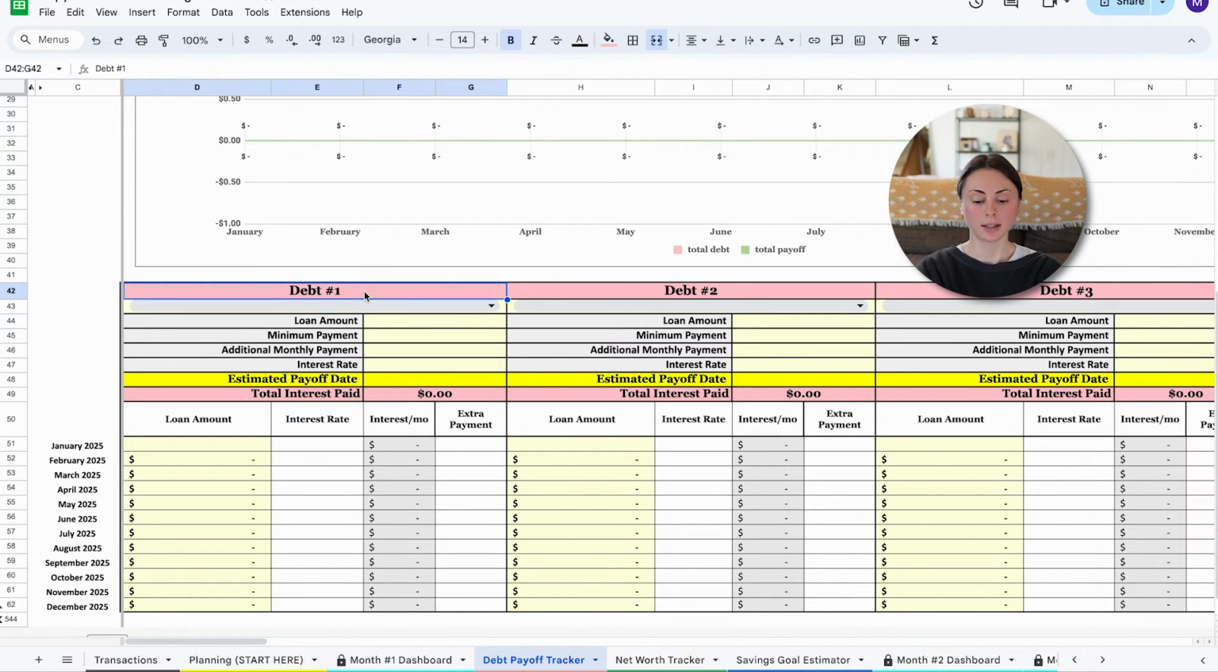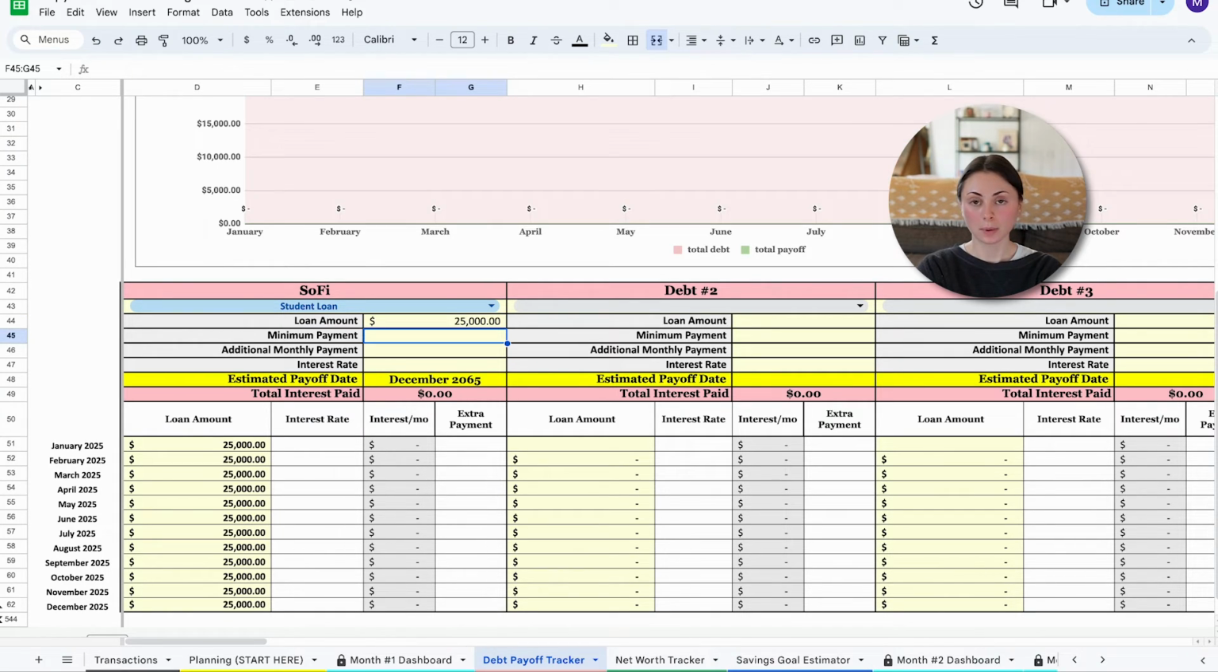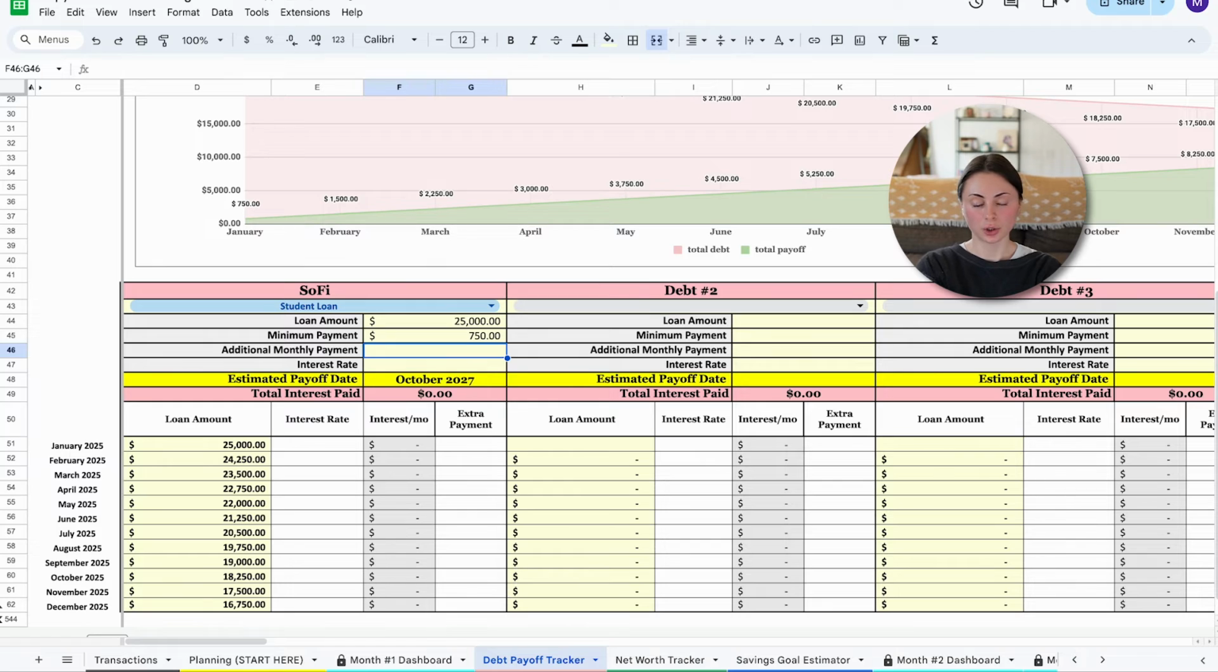So debt number 1 is going to be my SoFi loan. I'm going to update it to SoFi. The category is a student loan, and the loan amount is about $25,000. Minimum payment is $750. Additional monthly payment, I do about $100, but we're going to leave it blank for now.